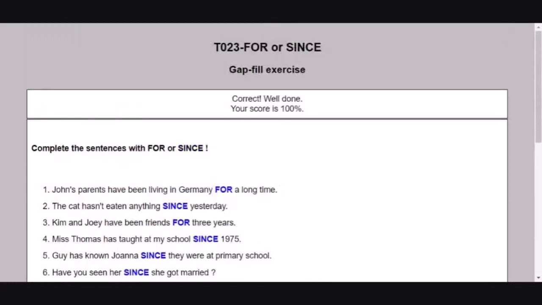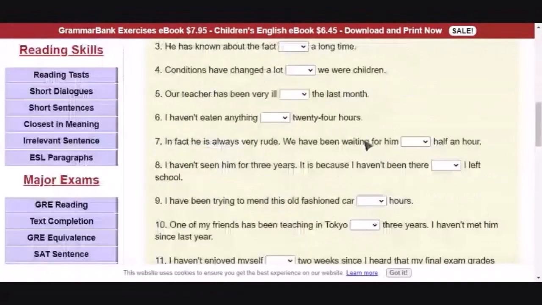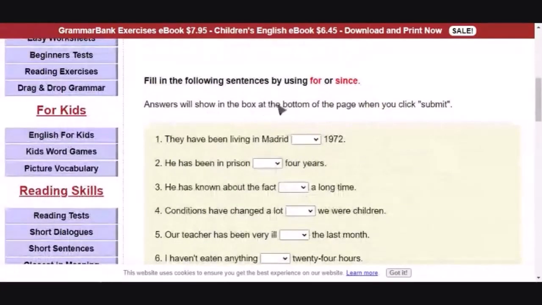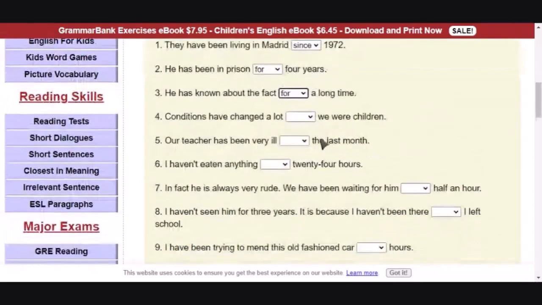Now, let me see. Maybe we can do another exercise. Okay, here. Grammar bank. Answers will show in the box at the bottom of the page when you click submit. They have been living in Madrid. What can you say? In 1970. Since 1972. Since he has been in prison. For 4 years. He has known about the fact for a long time. Conditions have changed a lot.